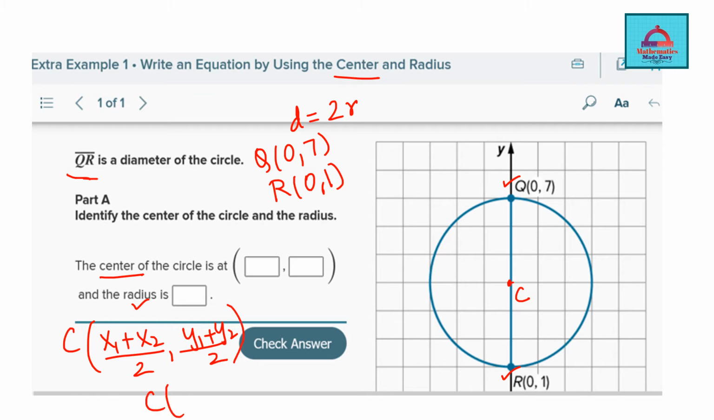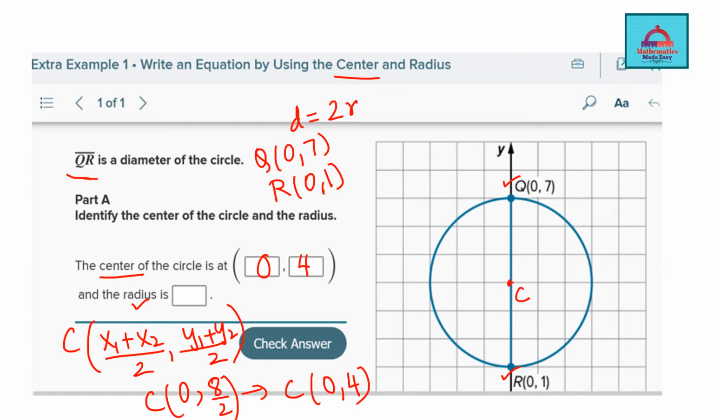So let's do that. So x1 is 0, 0. So definitely the middle point is 0. 7 plus 1 is 8. 8 divided by 2 is 4. So the coordinates of the center are going to be 0, 4. You can put the values here.